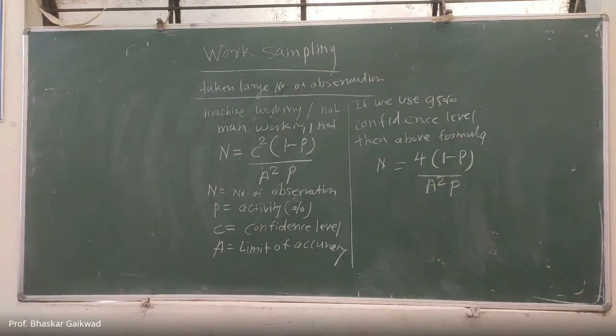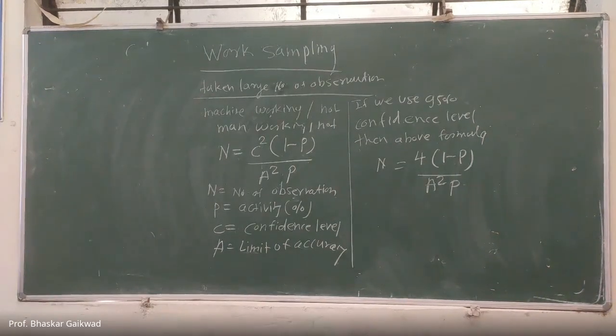Now this is the statistical relation. On the left-hand side, one formula is given: N equals C squared times (1 minus P) divided by A squared P. N is the number of observations, P is the activity, C is the confidence level, A is the limit of accuracy. Now in this case, if we are using the 95% confidence level, the above formula can be modified. N equals 4 times (1 minus P) divided by A squared P.